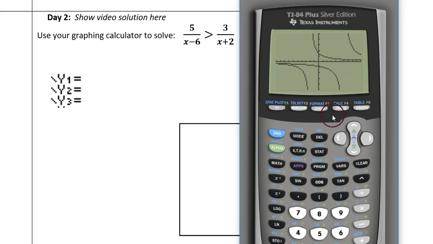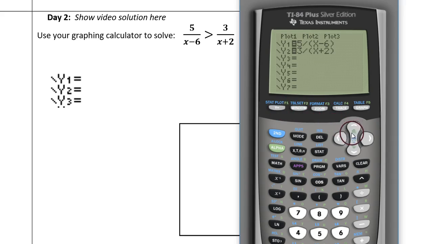The next thing that we're going to do to help us is push y equals again and go down to where it says y3. And here we're going to perform a logical test between y1 and y2. Since we've told the calculator what y1 and y2 are as function rules, for y3, let's now type in y1 is greater than y2, which is what the original statement in the Bellwork said.